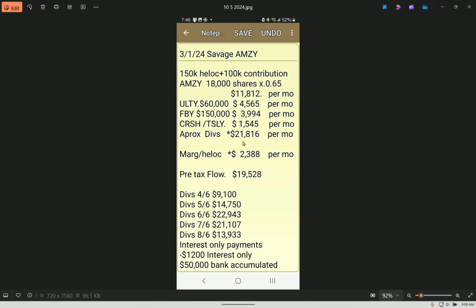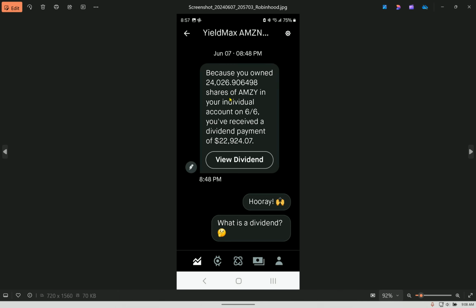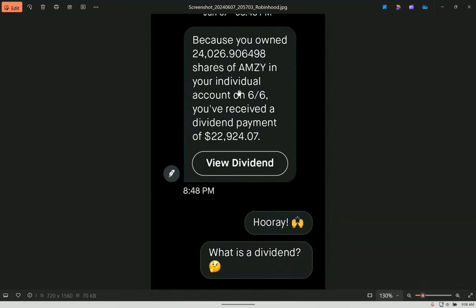So I was taking in like $22,000, and then there was $2,300 total operating cost, and pre-tax cash flow was like $19,528. I may skip the AMZY dividend. I've gotten big dividends. I mean like $24,000 just on AMZY in 1 month.